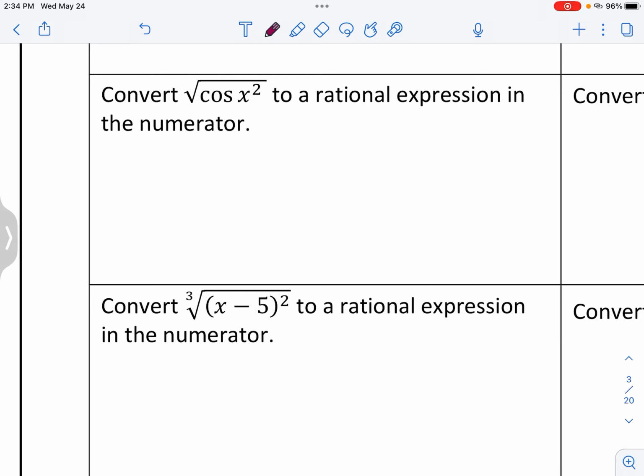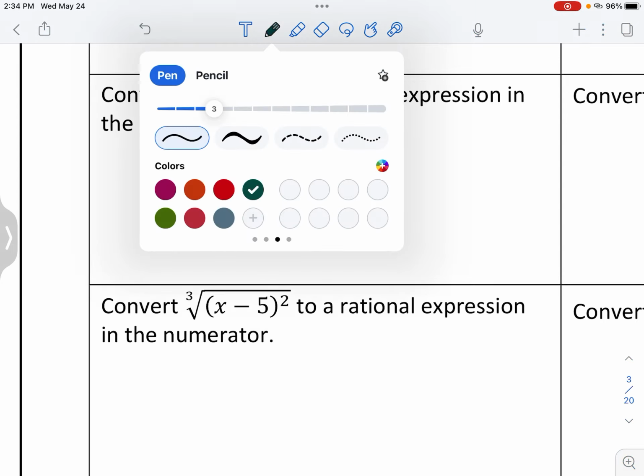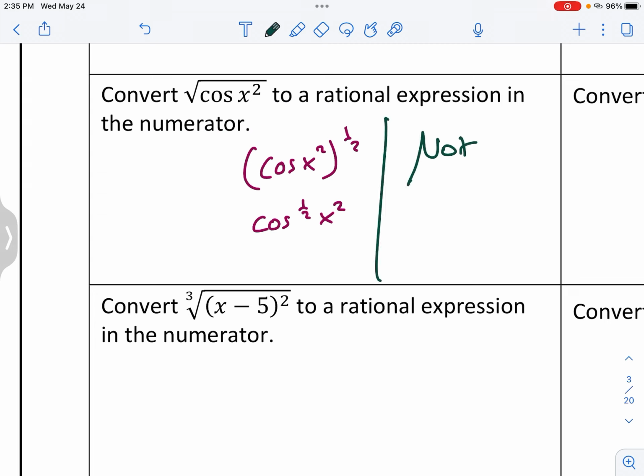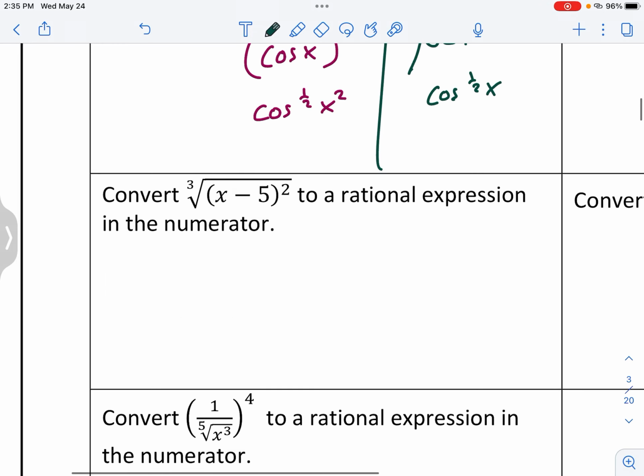Next, it's already in the numerator. That entire expression is to the 1/2 power. We can write it just like that. I think what you'll most likely see is that power written on the cosine, and that also means the same thing. Now, it is not going to be cosine to the 1/2 of x. The 1/2 and x squared do not cancel out, because it's the square root of cosine x squared, not just of x squared. X squared is part of the cosine operation, so you have to keep it part of it.